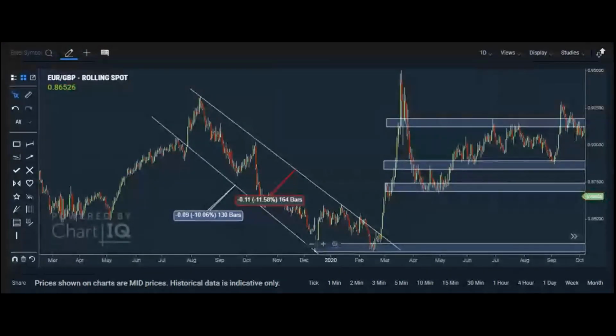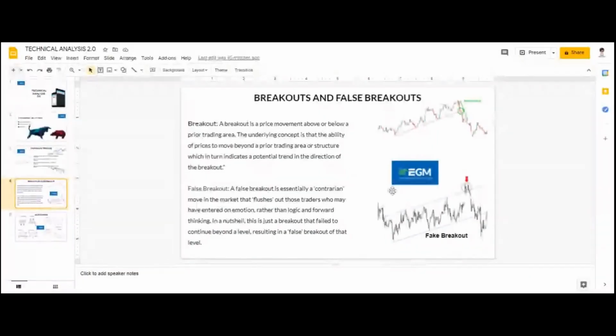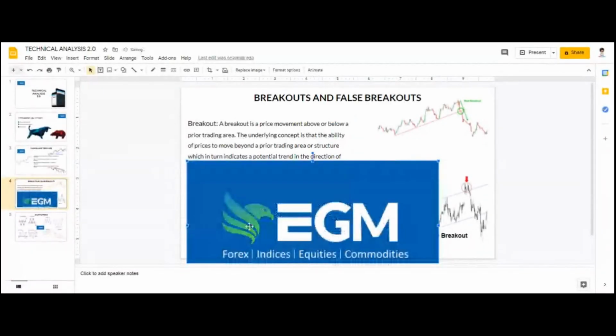Now, to the next thing, I'll stop sharing my screen and we'll move to the next thing, which is fake breakouts. Now, from the word fake breakouts, what do you think fake breakouts are? I'd love everybody's responses in the chat box. Let me just cover what fake breakouts are so we don't quickly get the answer from there.